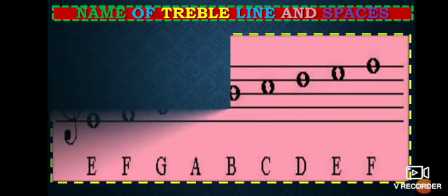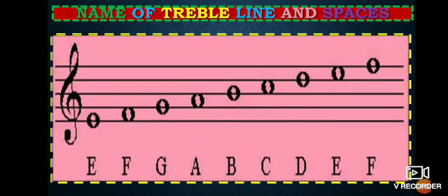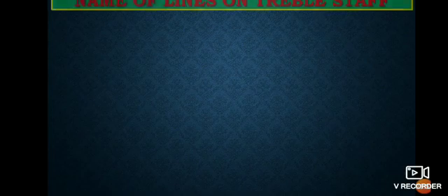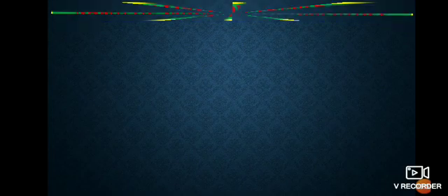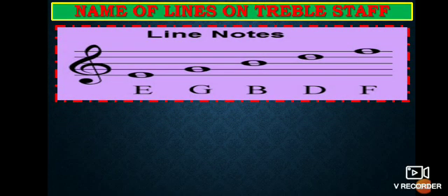Now let's take it one by one, and we take the lines first. Naming of the lines of the treble staff. Now the first line is E. You can see the second line is G, the third line, the middle line, is B, the fourth line is D, and the fifth line is F.